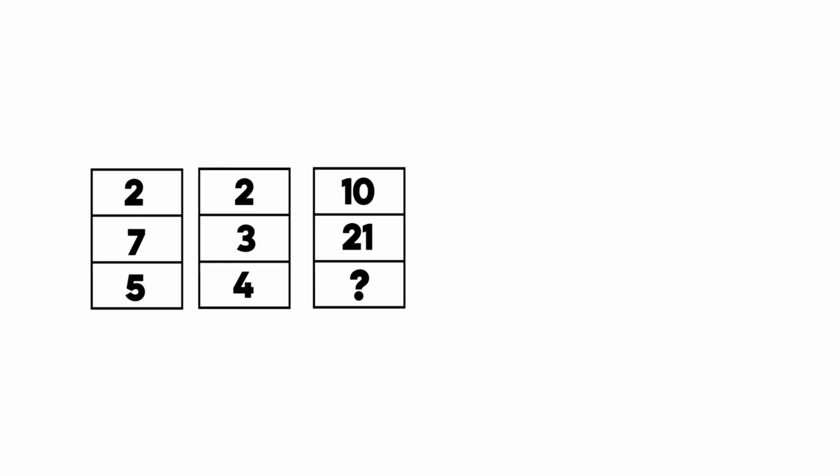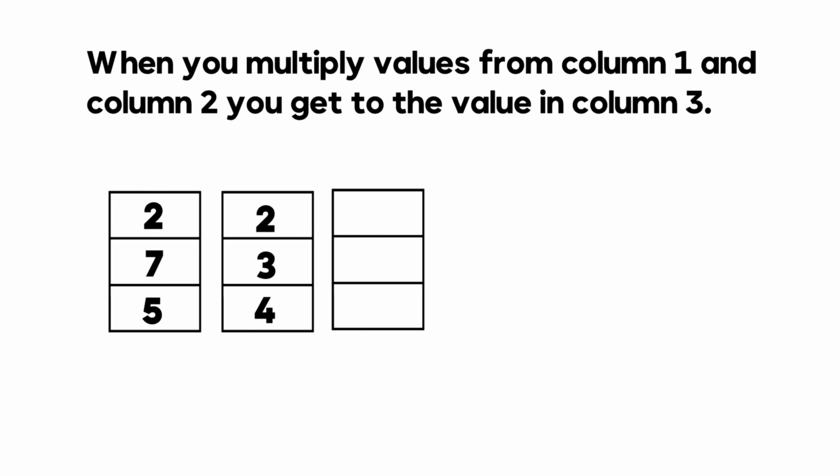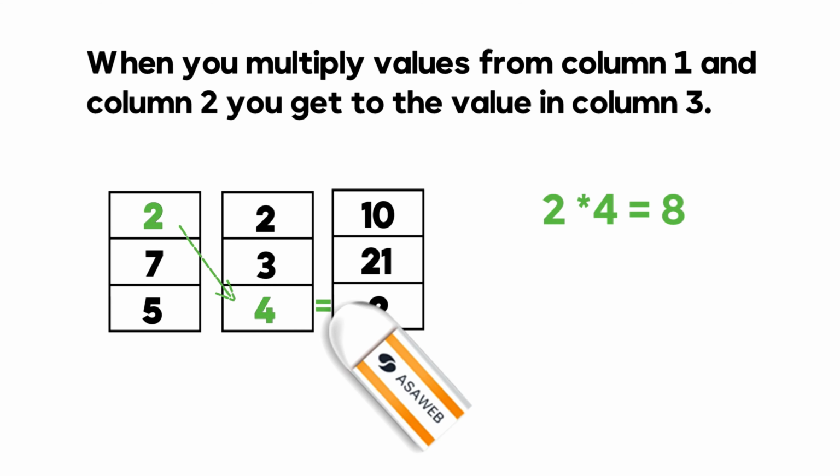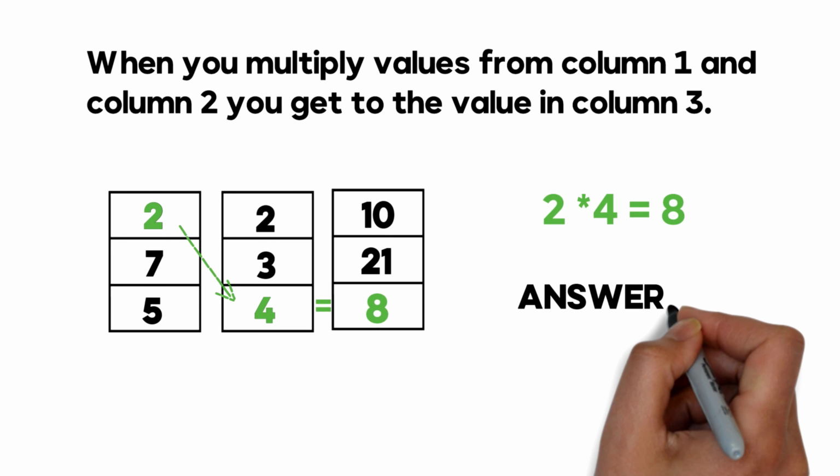The second set of values is represented by the middle row. 7 multiplied by 3 equals 21. So the missing value here can be calculated by multiplying 2 by 4, and the end result would be equal to 8. So the correct answer to this problem is choice A, 8.